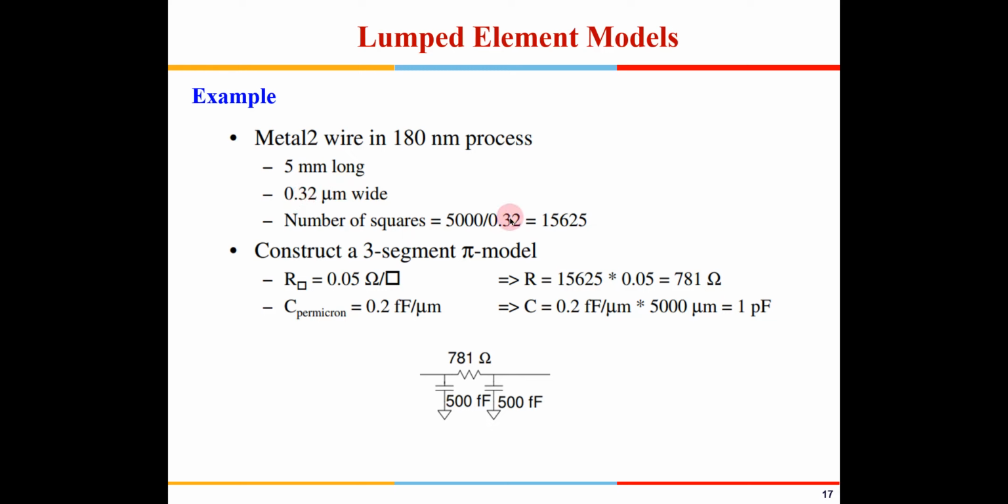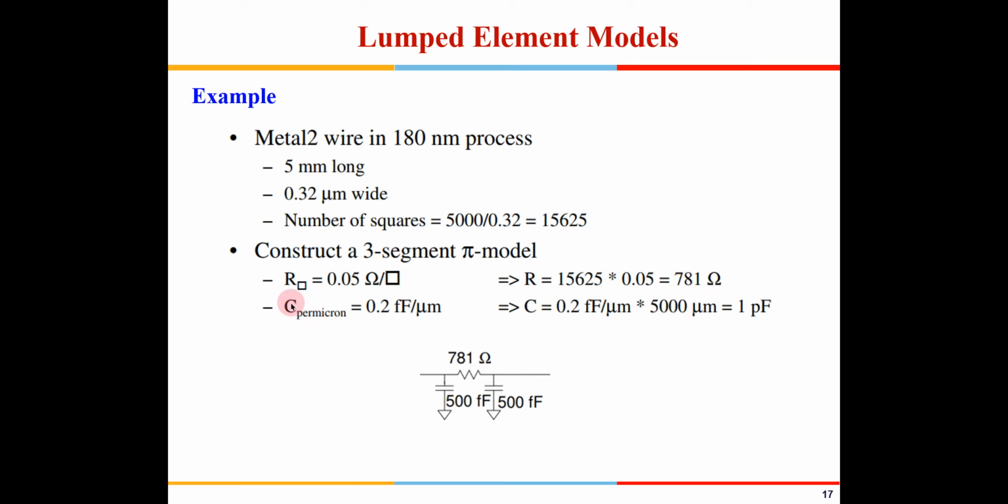It is not L into W. This is the mistake many students generally make in exams, because this square term is slightly misleading, so you try to multiply these two. It is a division out here. Understand that in this particular case, the number of squares is not L into W, but L divided by W. So you get 15625 as the number of squares. Now how to compute the resistance? It is the number of squares into the sheet resistance, which is given as 0.05. So you multiply with the sheet resistance, and you get the total resistance out here.